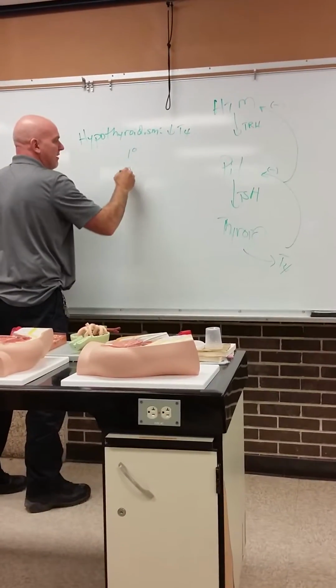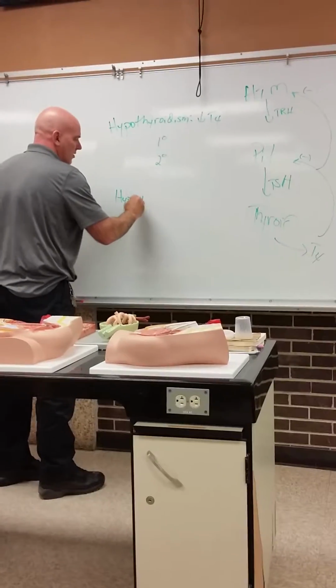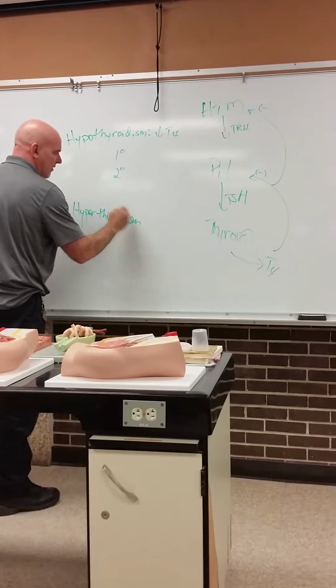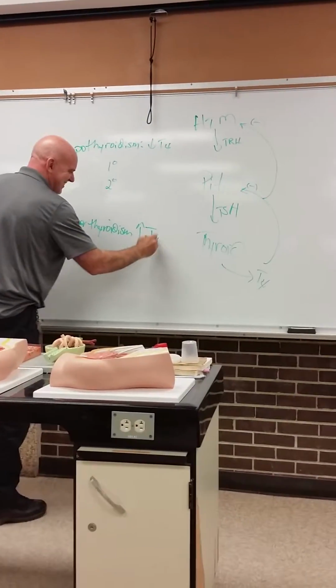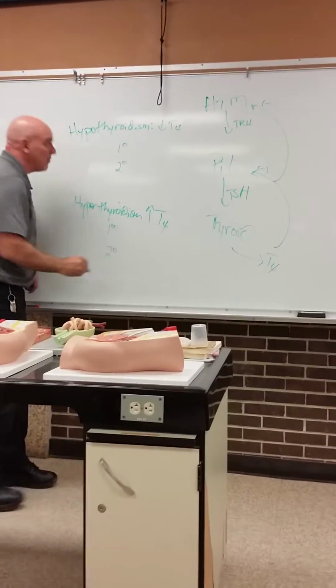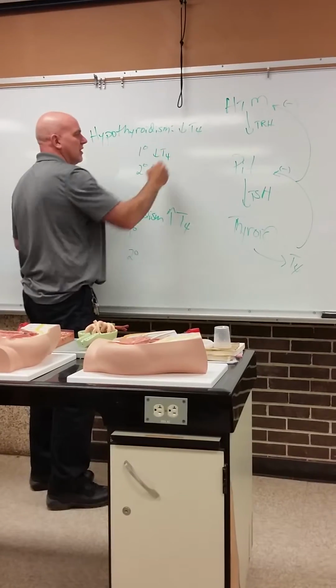Now we're going to talk about primary and secondary. If I have hyperthyroidism, what has to be high? High T4. And I'm going to talk about primary and secondary. Okay. So you would agree that with primary hypothyroidism, I have low T4.